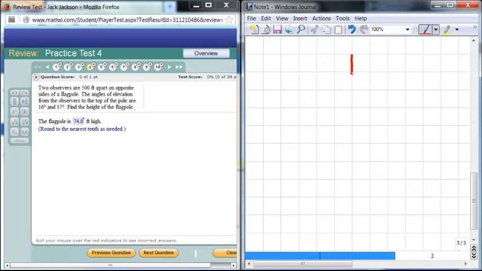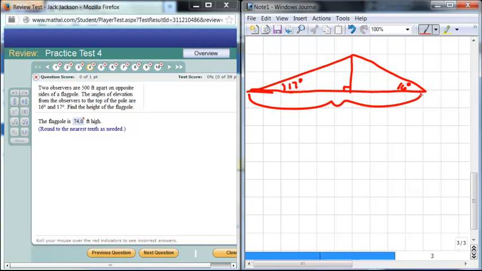So we have a pole here, and the ground here, and I assume the pole's standing straight up, so that would be a right angle. One of the guys is out here, and this angle right here is 17 degrees. This guy's a little closer. This one's further away. He's 16 degrees. And we know the distance apart of these two people is 500 feet.